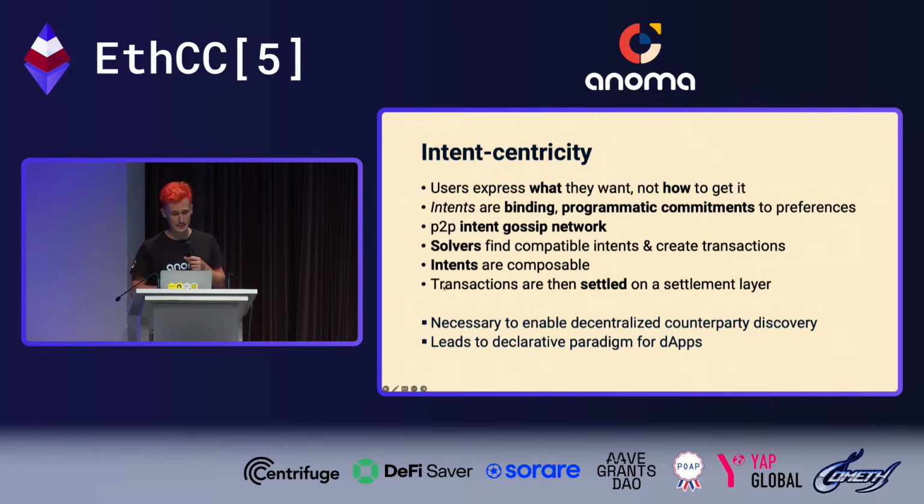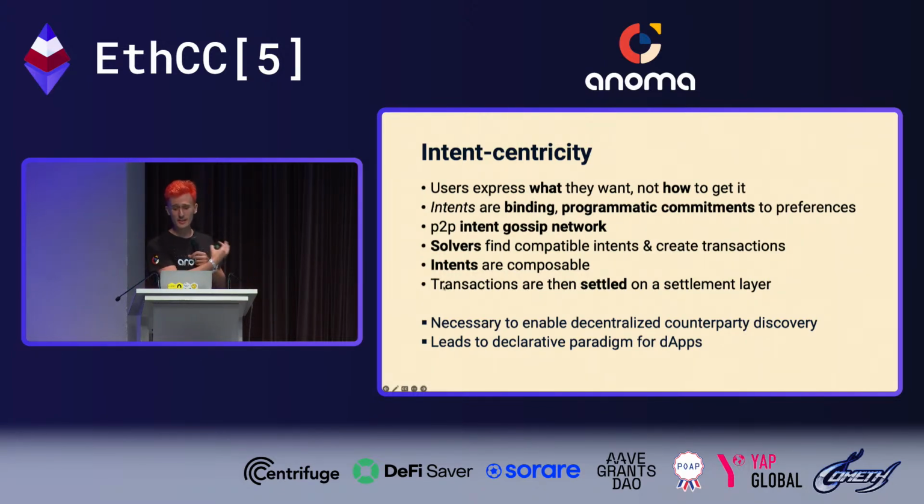And so intents are just binding programmatic commitments to state preferences. One of the nice things is, once you have intents, you can build an intent gossip network where you can have hundreds of millions of these things, because they're not necessarily all settled in consensus. So you can have 100 million of these intents just floating around, and then you have solvers that look at them and go, which ones are compatible with each other? Which ones can I take, put into a transaction, and have settled on some programmable settlement layer? And the important thing here is intents are composable, as in the intents for OpenSea and 0x can be solved together at the same time.